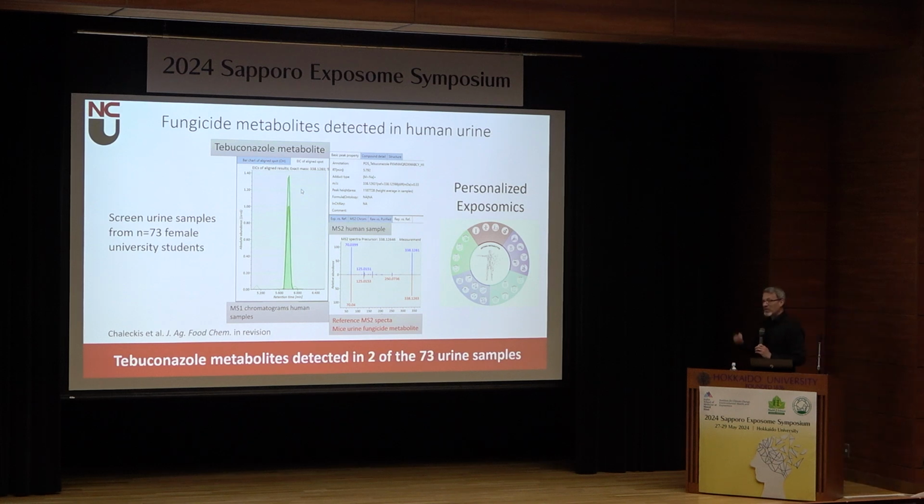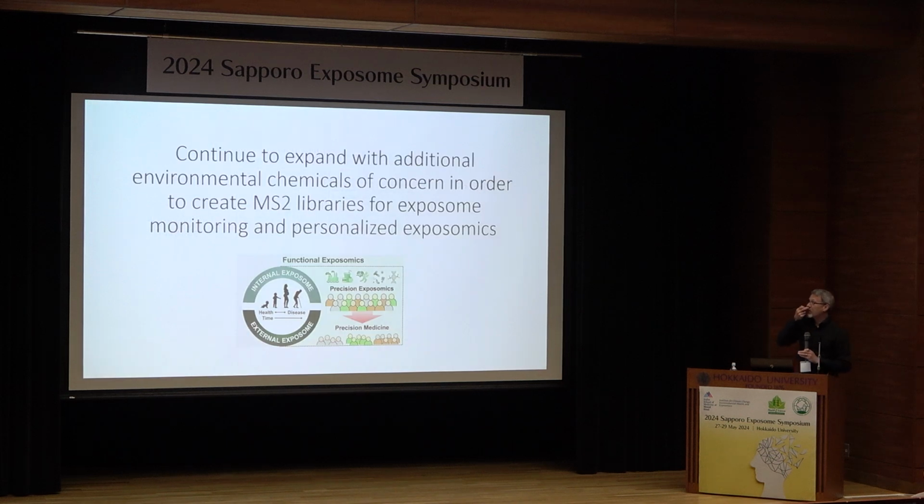But in order to do this, we need to have the reference spectra. They don't exist. So we either have to make them, or we have to predict them using in silico approaches. And so we're continuing this work, expanding this with additional environmental chemicals of concern, but it's not possible with all the chemicals. That would be a lot of mice. So we need to think of smarter ways to do this, but we can at least use some of these seed data to help train AI models to do in silico predictions.